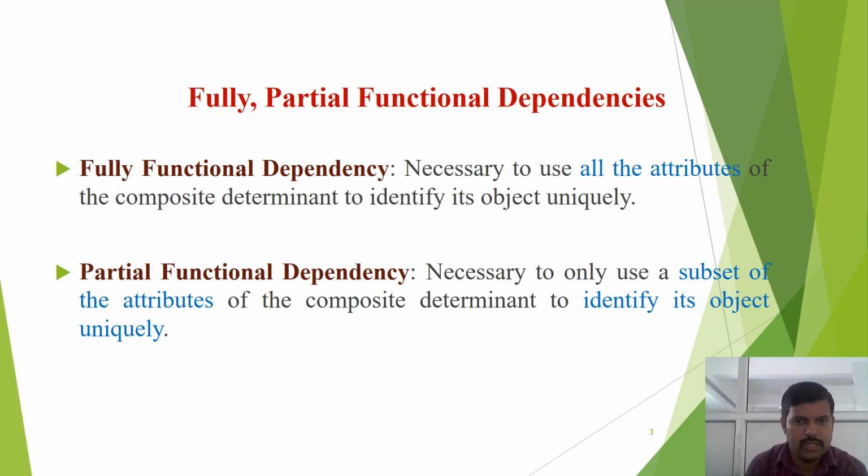In full functional dependency, it is necessary to use all the attributes of the composite determinant to identify the attribute uniquely. In partial functional dependency, it is necessary to use only a subset of the attributes of the composite determinant to identify the attribute uniquely. When we have only one attribute acting as a determinant, we will always have full functional dependency. When we deal with a composite determinant, there is a possibility of partial functional dependency.